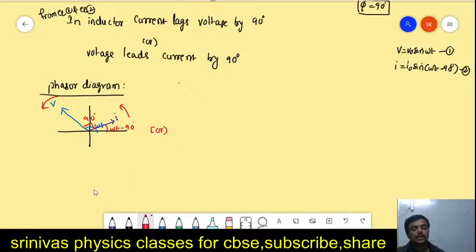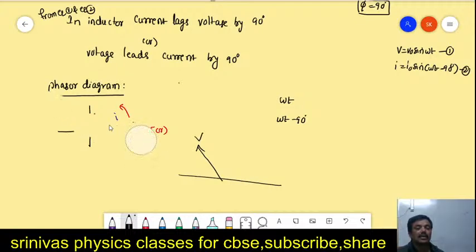Next, we can also draw it like this. The phasor diagram is very important here, and how we draw this diagram is very important. Here the voltage angle is omega t and the current angle is omega t minus 90. We take the voltage like this. The current angle should be 90 degrees less: you subtract 90 degrees from the voltage angle and you will get the current angle. I will draw that clearly once again; after erasing, you will understand.